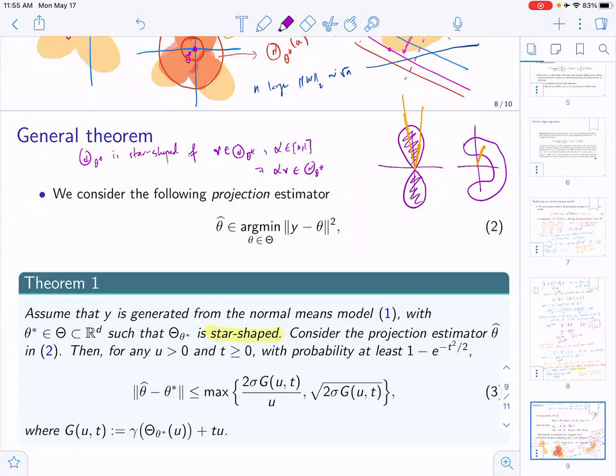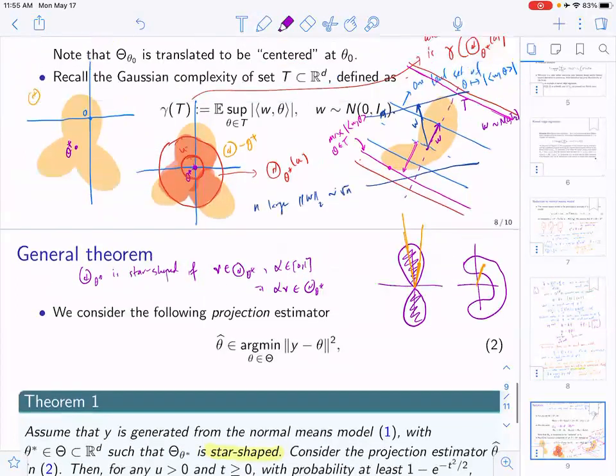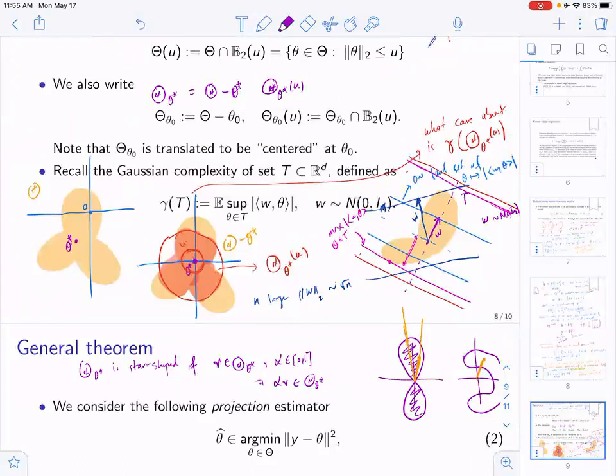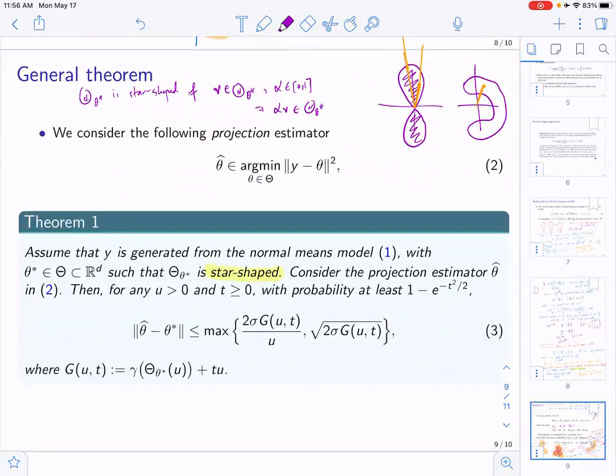The reason why we say this is that star shape is generally with respect to the origin. But I could have said that the original theta is star shaped with respect to theta star, which is basically shifting everything to theta star, and then with respect to the origin, it's star shaped. So this is clear to people now. That's the only condition that we're going to use to prove this. I'll just sketch the proof. So is the statement clear?